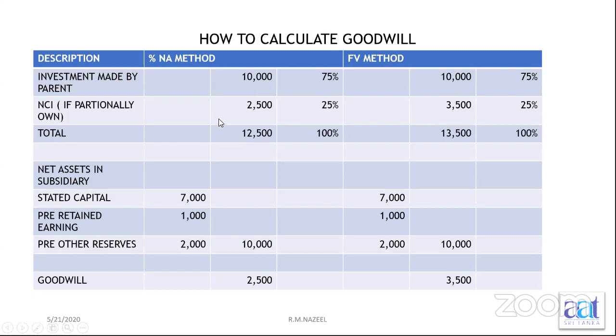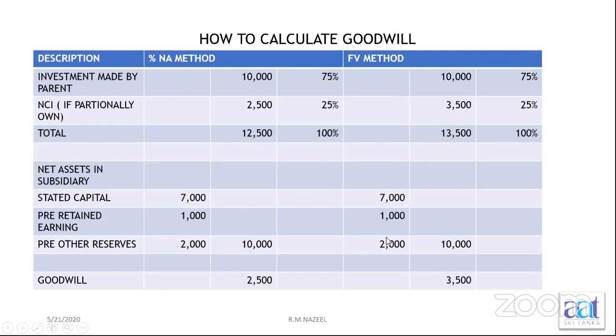10,000. Under the percentage net asset method, as I explained, you take the net asset, which is 10,000, apply 25%, and you will get 2,500. So the total value is 12,500. Net asset is 10,000, so the goodwill is 2,500. This goodwill is the parent's goodwill. Why? Because if you take 75% or 25% of this, that equals this. So there is no goodwill for NCI. So it is the parent's goodwill.